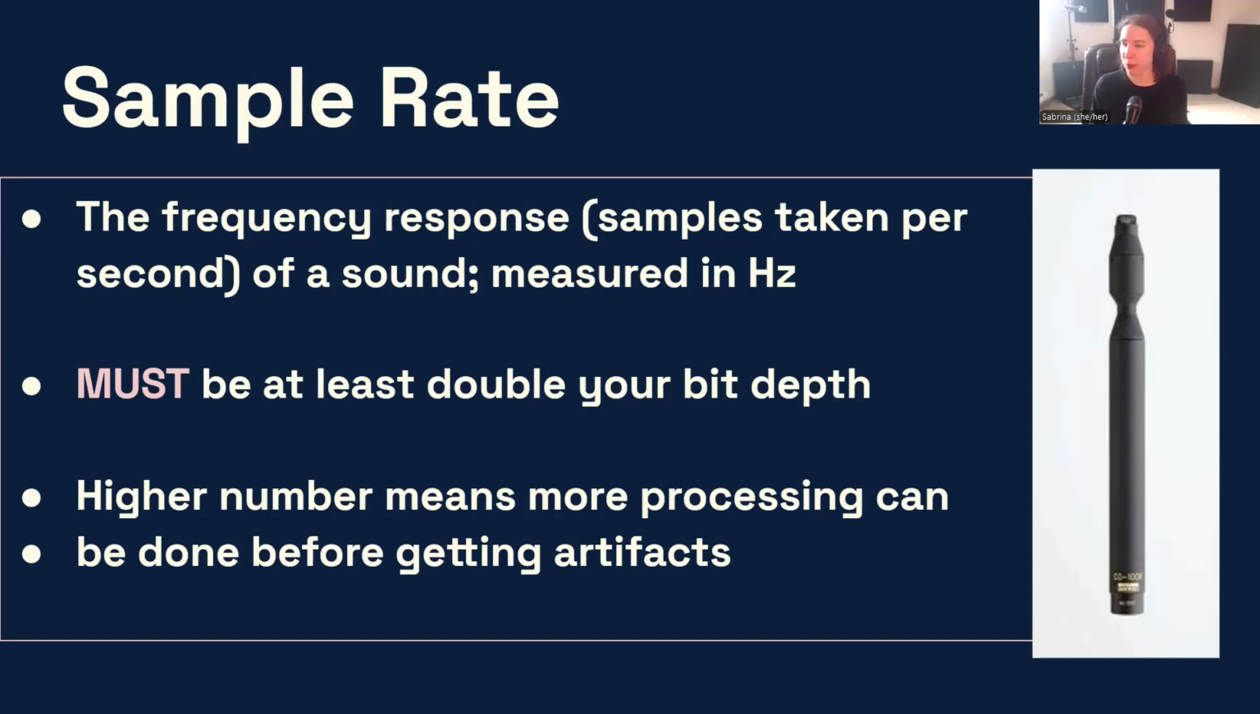So the higher number means more processing can be done before getting artifacts. So if you know that there's a certain sound that you're going to capture that you want to process a lot, maybe you want to put the pitch down 2 octaves instead of 1, then a higher sample rate might be better. But because higher sample rates mean more data, more samples taken per second, that's going to mean it's a bigger file. So if you do 192 kilohertz recordings, prepare for those to be very large.